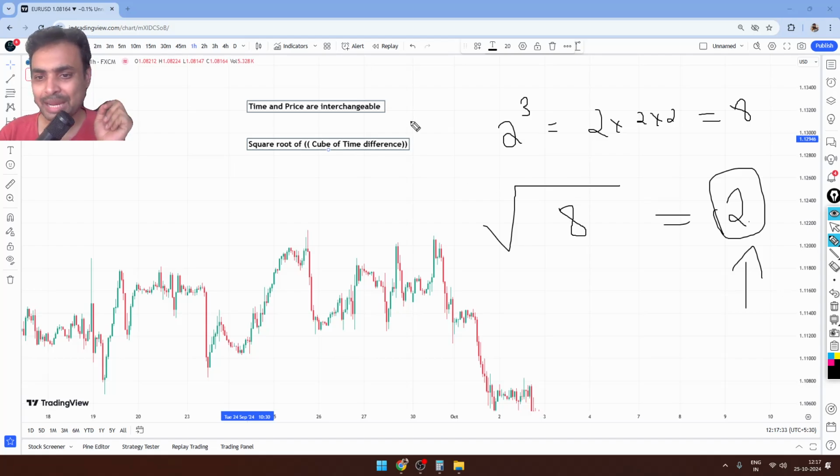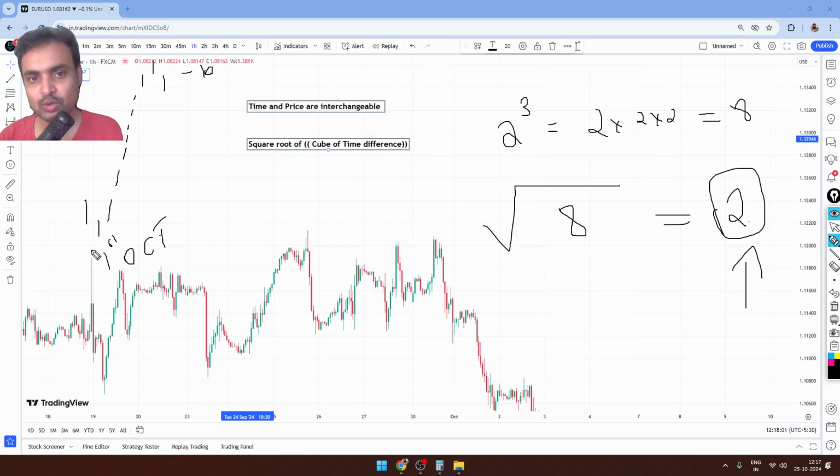Now, what is the time difference? What do you mean by time difference? Very simple. Let's say a swing low is created on 1st October. The market moves up and up, and on 10th October it creates a swing high. So on 1st October it created the swing low, and on 10th October it created the swing high. So the difference between these two is 9, right?